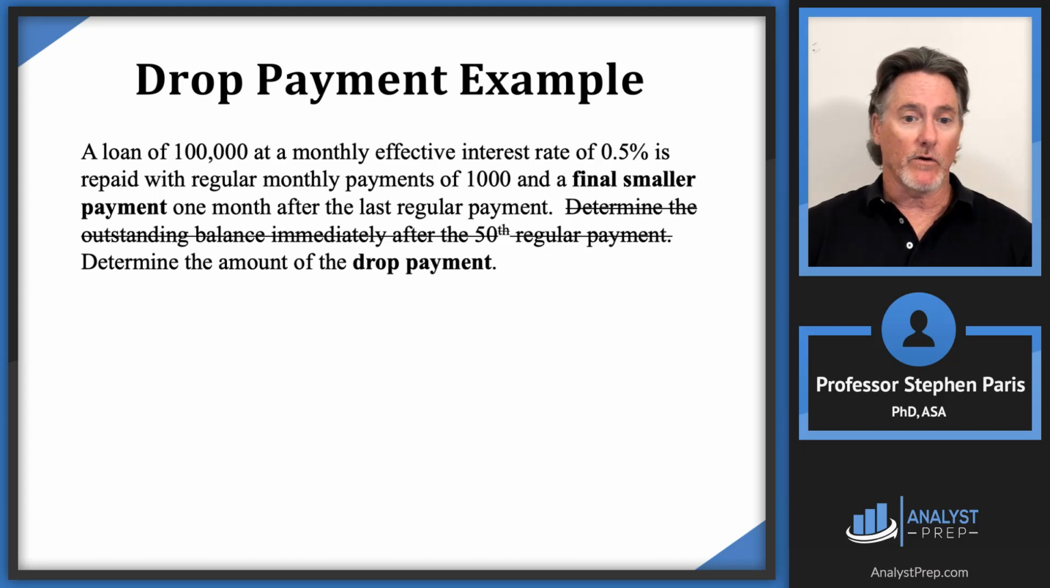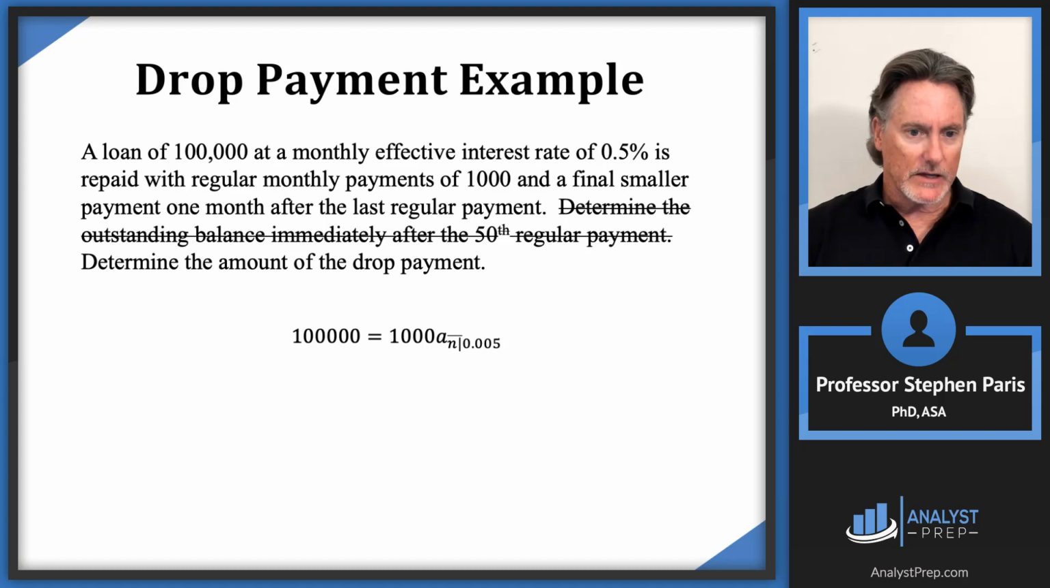Well, I need to know first how many regular payments of 1,000 there would be. So I would set up an equation where 100,000, that's the loan amount, would equal 1,000, that's what the payments are, times a angle N. N is what I don't know, at the 0.5% monthly effective interest rate. So this is a TVM calculation. Do this on your calculator. This is a compute N calculation, and what you'll see is N ends up being 138 point something.